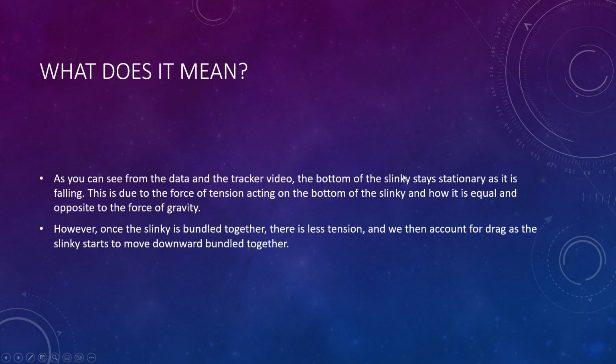And for the what does it mean question, as you can see from the Tracker video, the bottom of the slinky stays stationary as it's falling. This is due to the force of tension acting on the bottom of the slinky because of the rest of the slinky that's pulling it up, and the force of gravity that's pulling it down, and they're equal and opposite, so the bottom of the slinky stays stationary as the rest of it falls on top. Once it all gets bundled together, there's less tension, so the bottom of the slinky and then the slinky altogether starts falling, and we account for drag as well. That's when we have the second calculation loop and everything.